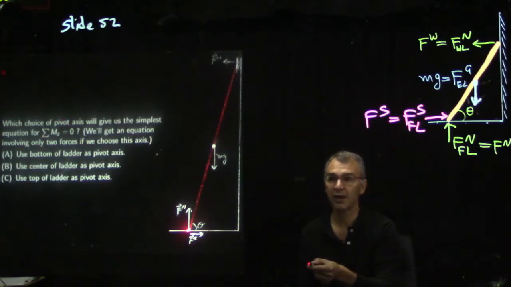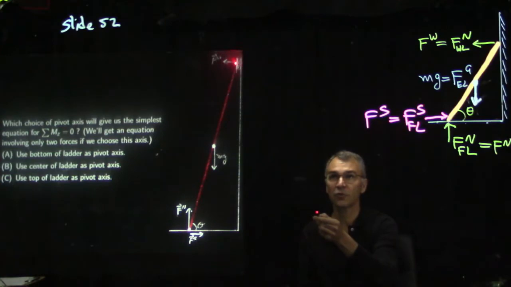So I think the bottom of the ladder is the most convenient choice of pivot for this problem, because then the torque equation will directly relate gravity and the normal force exerted by the wall and nothing else. So that'll be a pretty simple equation to work with. In fact, it will involve only one unknown. It'll involve two forces, one given and one unknown. So if we write down a torque equation using the bottom of the ladder as pivot, we can directly solve for this force exerted by the wall in terms of gravity and this angle theta, which will probably make the rest of our job easier.